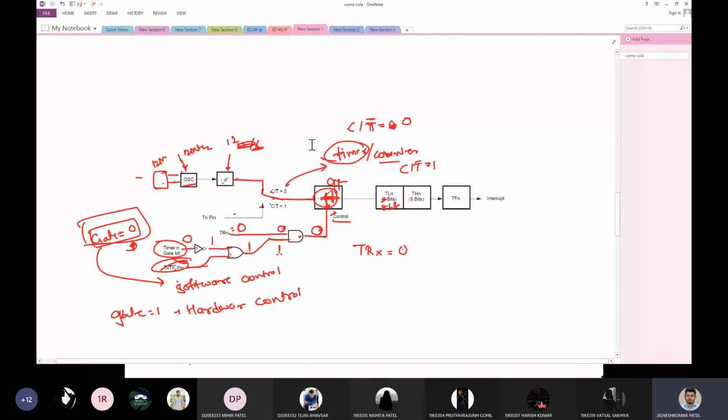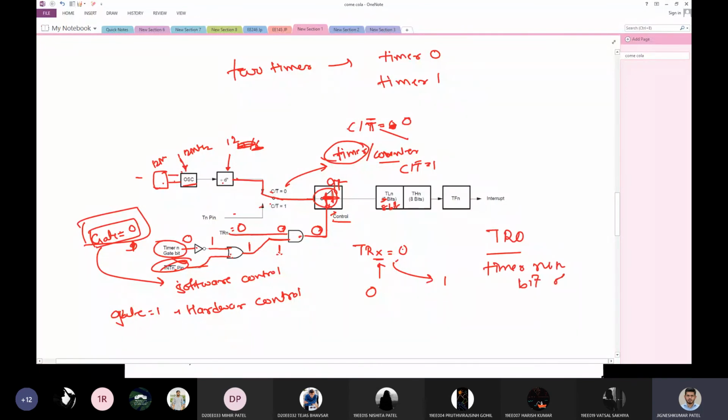So the first information that you require is that there are two timers in your 8051. The timers are known as timer 0 and timer 1. Whenever I am talking about timer 0, this X will take 0, and whenever I talk about timer 1, this X will become 1. So if I say TR0, that is the timer control bit or timer run bit of timer 0. If I say TR1, that's the timer 1 control bit or timer 1 run bit. So there are two timers.